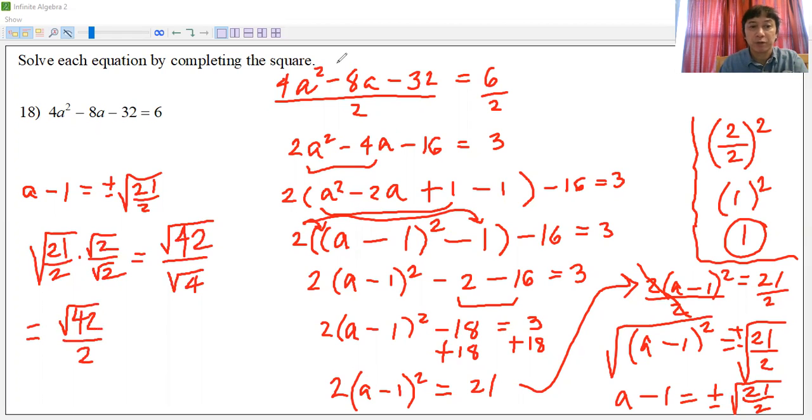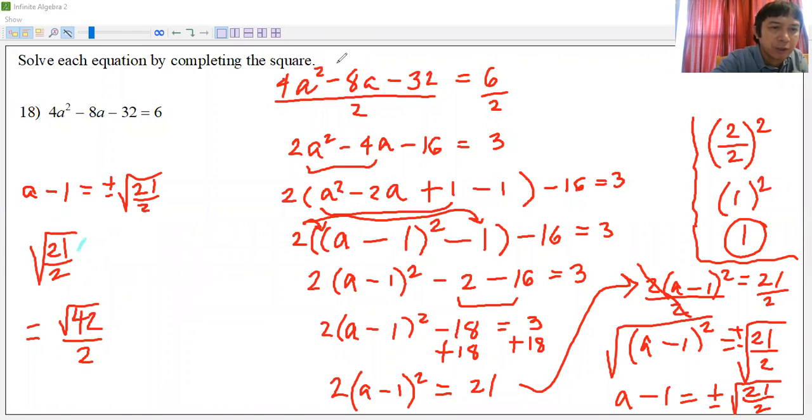Okay, we cannot have a square root of 2 at the denominator. That will not be simplified. So this must be square root of 42 over 2. That's the equivalent of square root of 21 over 2. Okay, so we can continue with the square root of 42 over 2, replacing the square root of 21 over 2. Okay, so let's clear the square roots so we can continue writing. We know the simplification already.